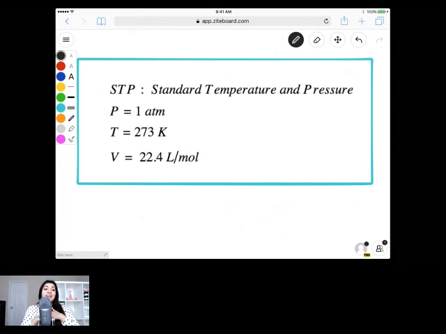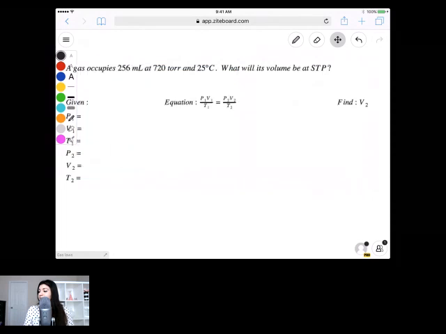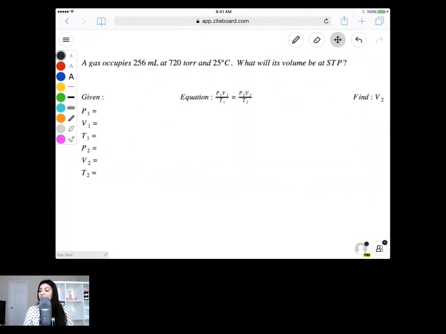So STP is 1 atmosphere for our pressure. Temperature is 273 Kelvin, and our volume is 22.4 liters per mole. That one is very, very important, I would say, that last one especially. A lot of times STP will be used with the combined gas law, and we'll see in a second how that all works together. So definitely know what STP stands for and what it means, like with all of these units. This is very, very important to note as well. Okay, that being said, let's see how STP works with a question using the combined gas law.